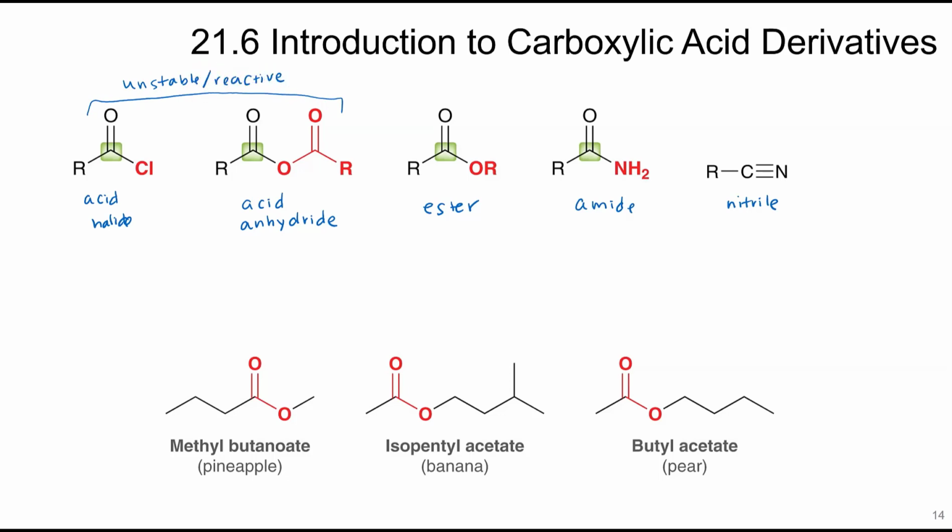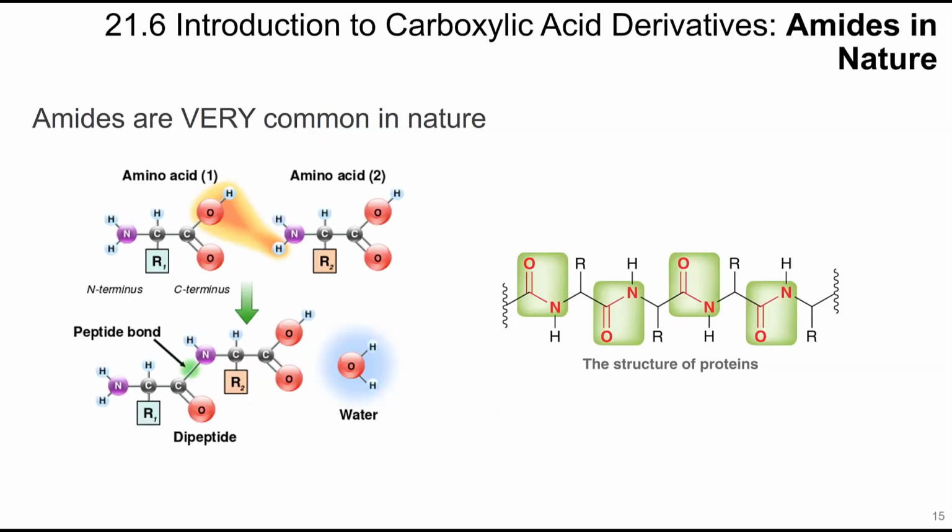And esters that you may have encountered in different perfumes or scents or fruit-flavored things include methyl butanoate, which is the smell for pineapple. Isopentyl acetate is the banana smell, and butyl acetate is the pear smell. Amides we'll see very common in nature in amino acids, which is the makeup of our DNA.